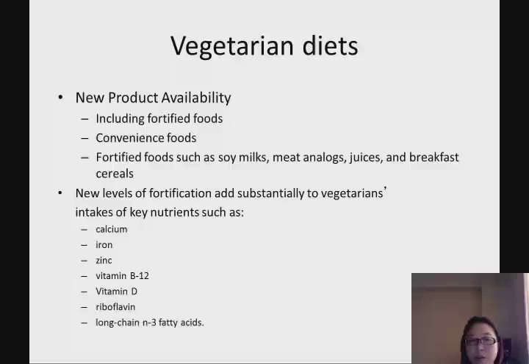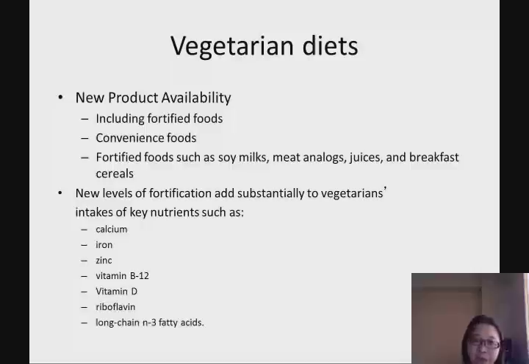So for those vegetarians, they are not going to get those long-chain fatty acids. That's one problem. However, we can get a plant source of long-chain n-3 fatty acids, which are walnuts and flaxseed. So that's why we can still solve those problems. Luckily, we now have more new products available, including fortified foods, so we can solve those problems.